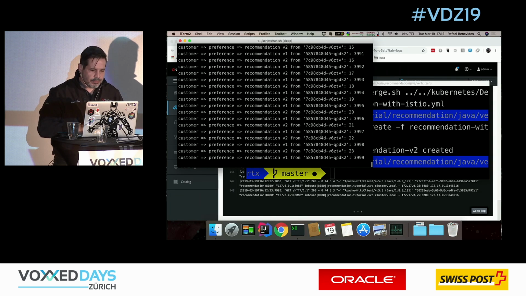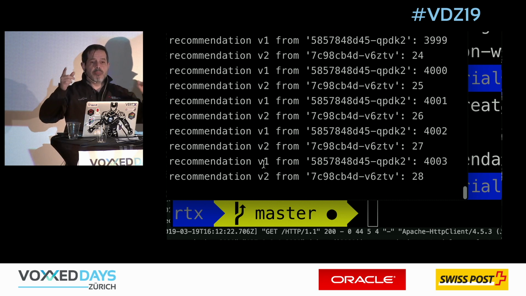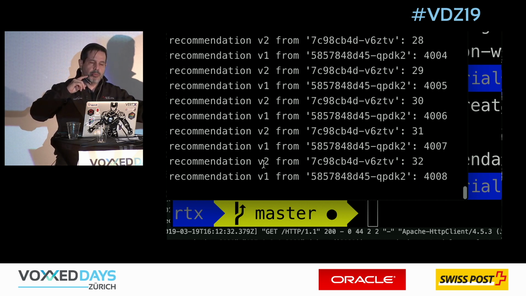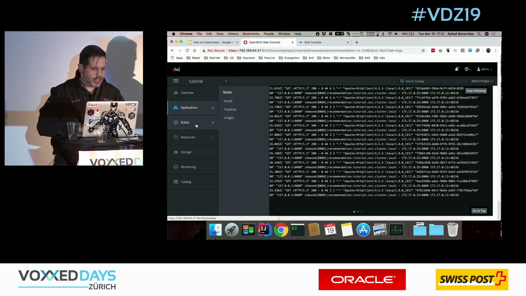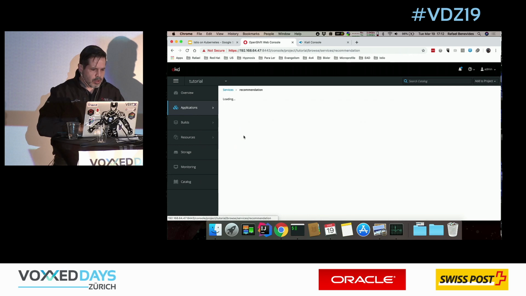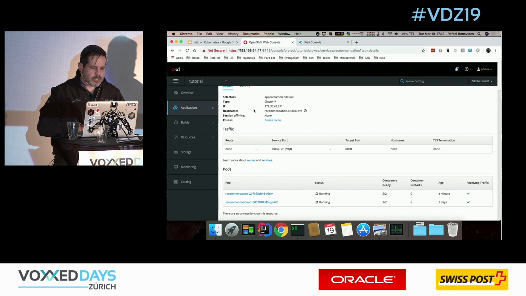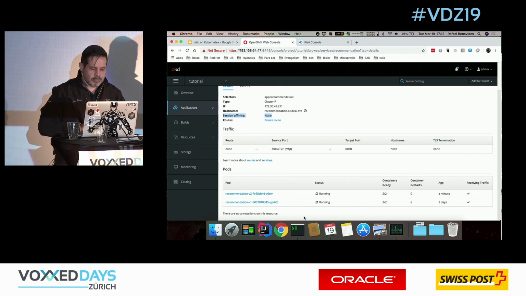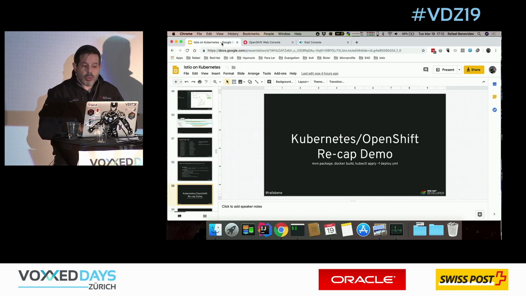If we take a look here, we can see v1 and v2, because that's the default behavior of Kubernetes. It sends traffic to one pod and another pod, because we just have one single service. If we take a look here at services, recommendation, we have two pods receiving requests with no session affinity between them. So that's why I have v1 and v2 replying. Now we can start playing.